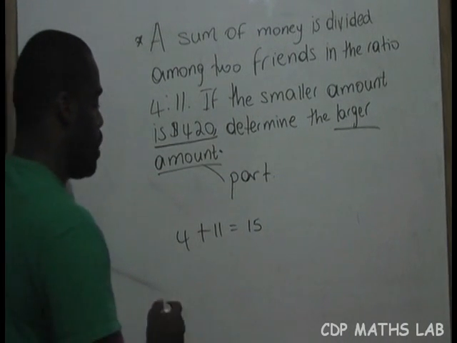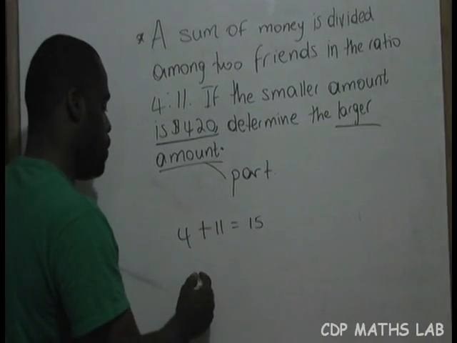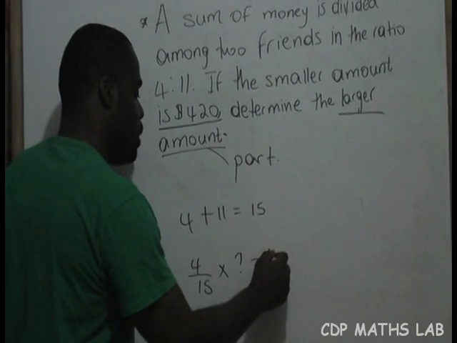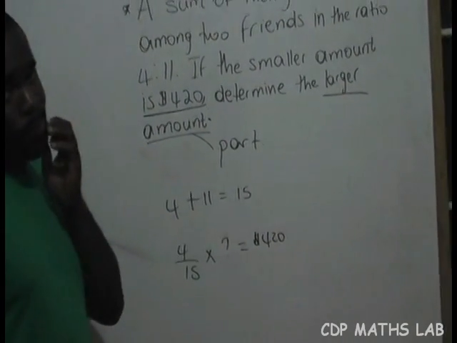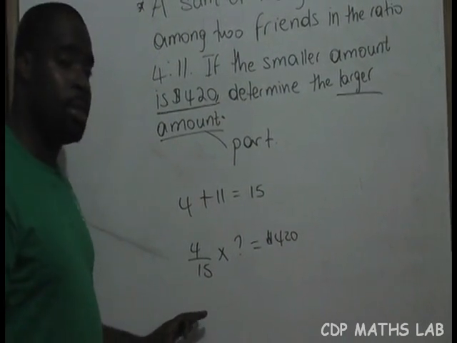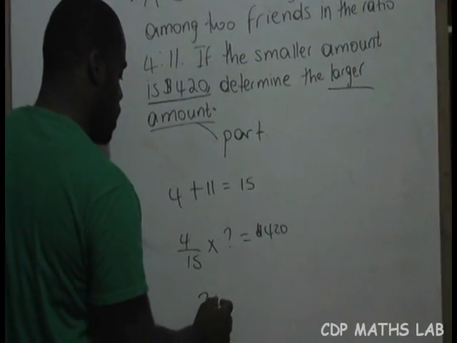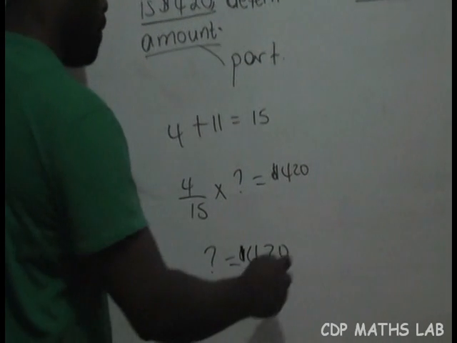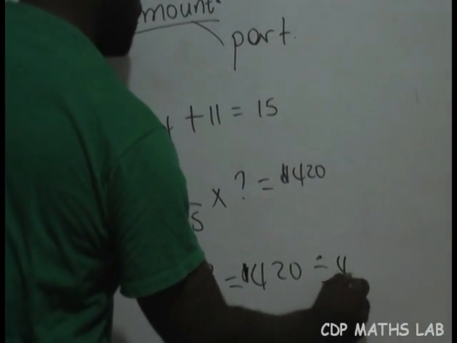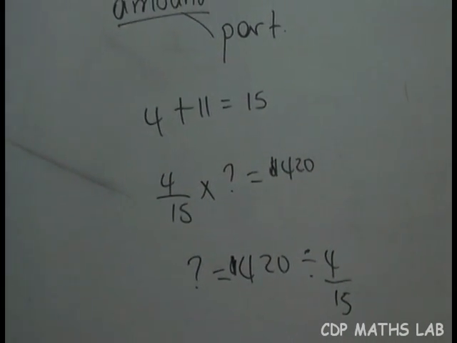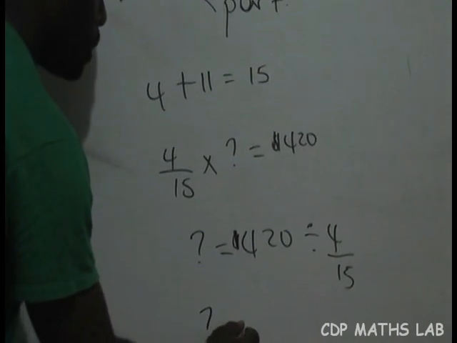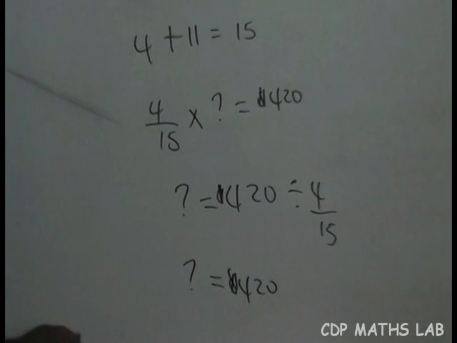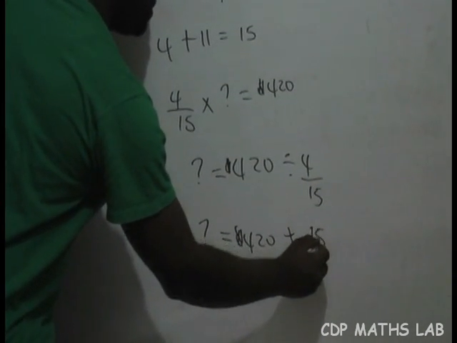Good. And then you could say that 4 out of 15 parts times what gave me 420 parts. Now, from this step, we'll say question mark is equal to $420 divided by 4/15. Then you can say question mark is equal to $420 times 15/4.